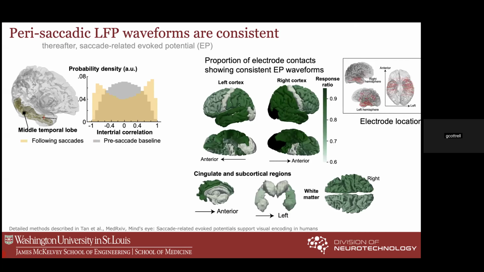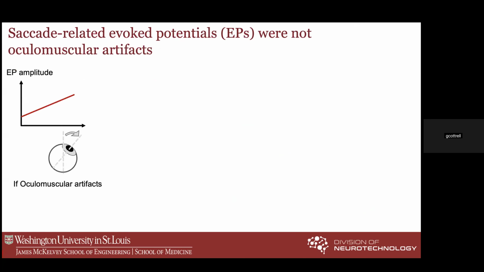I'm not going to go into the full pipeline here, but the detailed method will be included in our preprint. The key point is that we are able to use a metric to quantify the consistency of the waveform based on the intertrial distribution. And here is what we observe. The saccade-related evoked potential is widespread, especially in the temporal and parietal lobe. And the inset here shows the electrode locations across all the subjects.